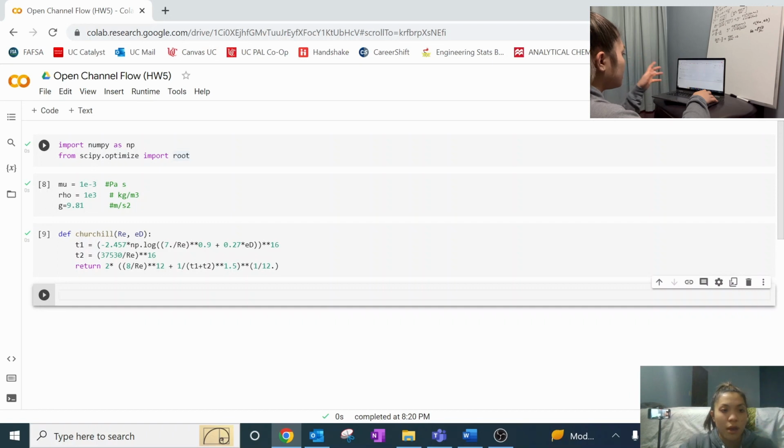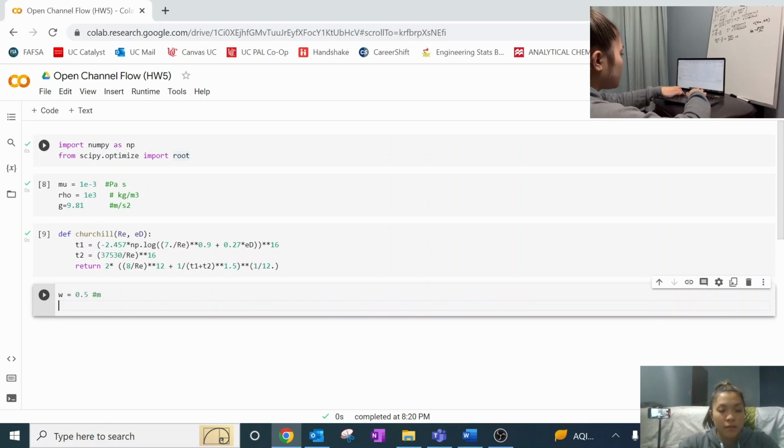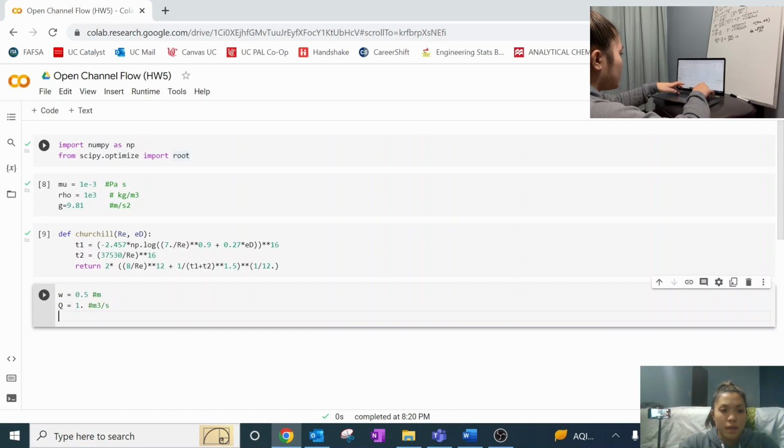So first we're just going to input our givens. We are given the width, which is 0.5 meters. We're given the flow rate, which is 1, so that's going to be meters cubed divided by seconds. And then we have the angle, theta, which is 15 degrees. So we have to make sure it's in radians. So that's going to be multiplied by np.pi, which is just pi, 3.14159, divided by 180.